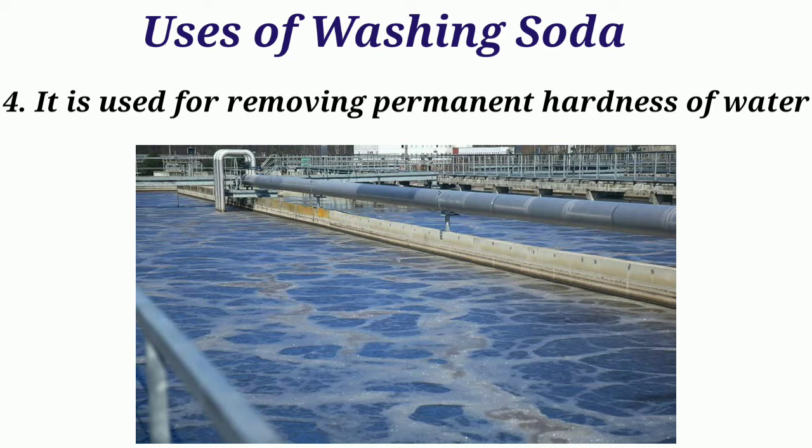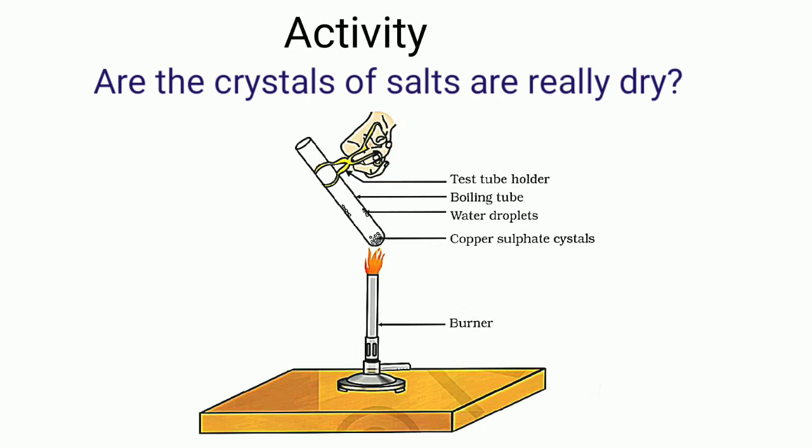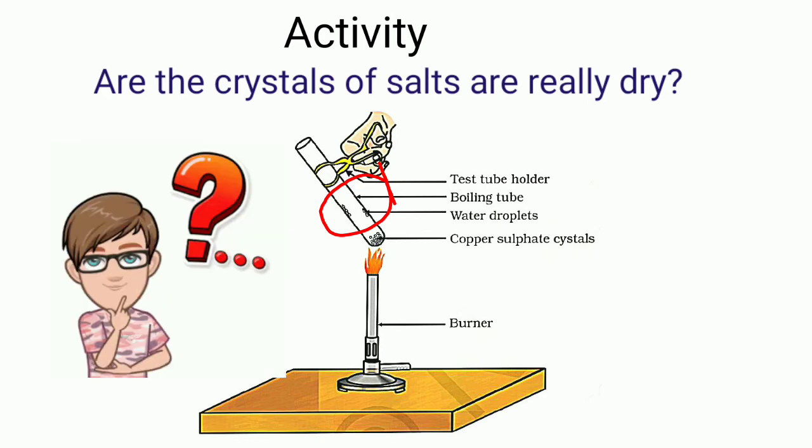So, let us go to the last part of the activity of chapter 2: are the crystals of salt really dry? Activity. Heat a few crystals of copper sulfate in a dry boiling test tube. Observe the color of the copper sulfate after heating and the water droplets that collect in the boiling tube. You may wonder from where these water drops appeared.